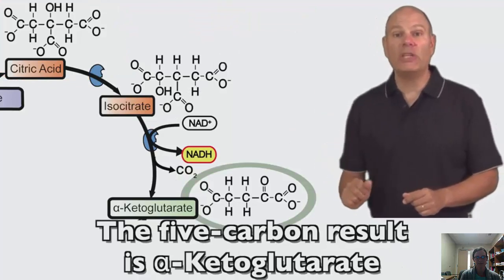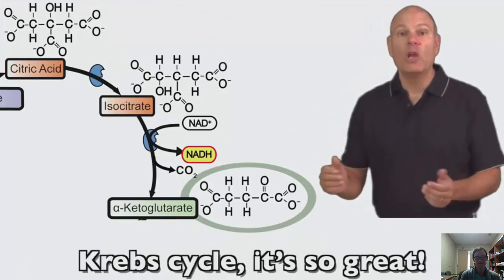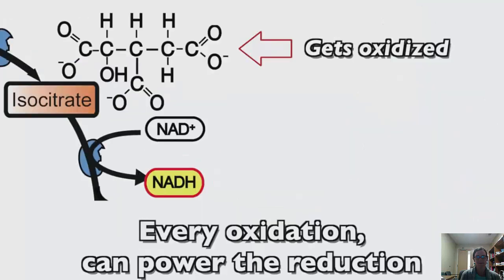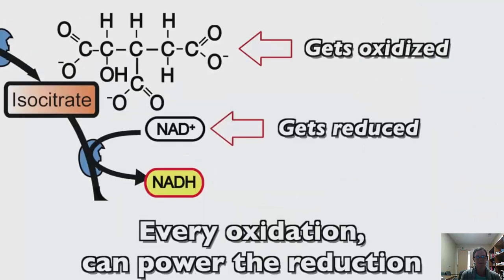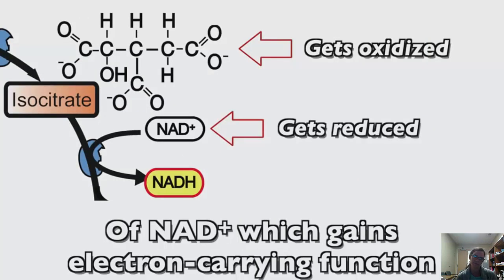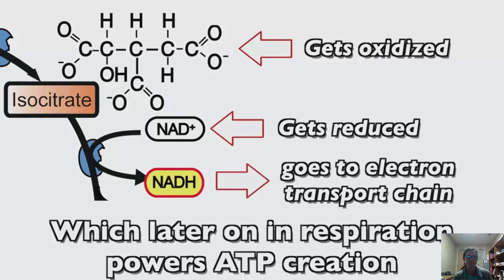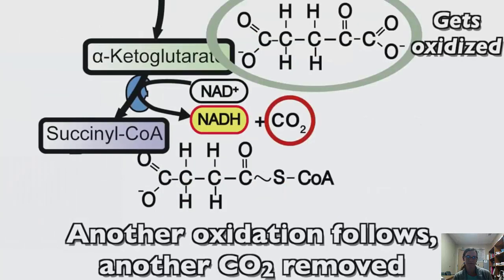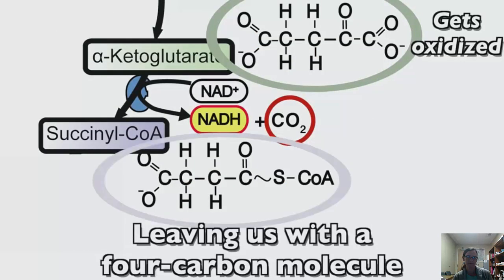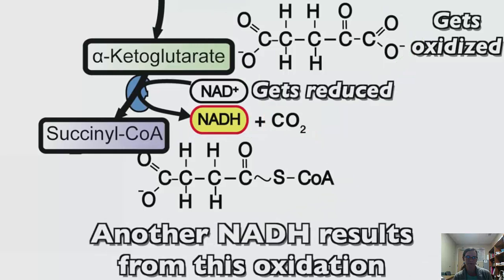The 5-carbon result is alpha-ketoglutarate. Krebs cycle, it's so great. Every oxidation can power the reduction of NAD+, which gains electron carrying function, become an NADH, that energy sensation, which later on in respiration powers ATP creation. Another oxidation follows, another CO2 removed, leaving us with a 4-carbon molecule. Another NADH results from this oxidation.